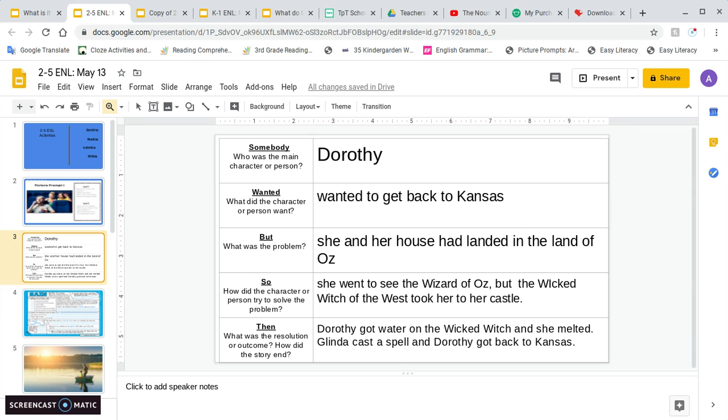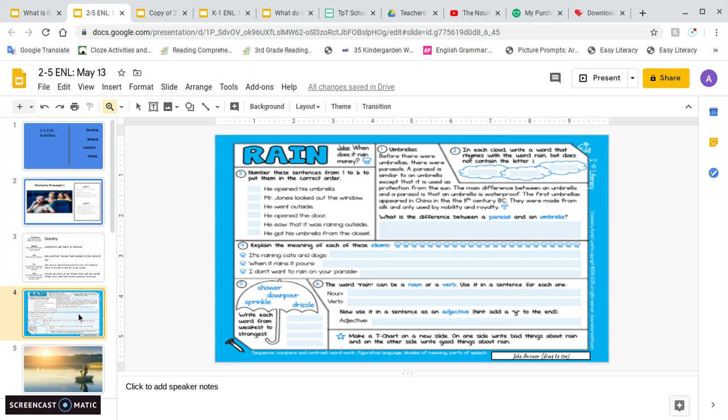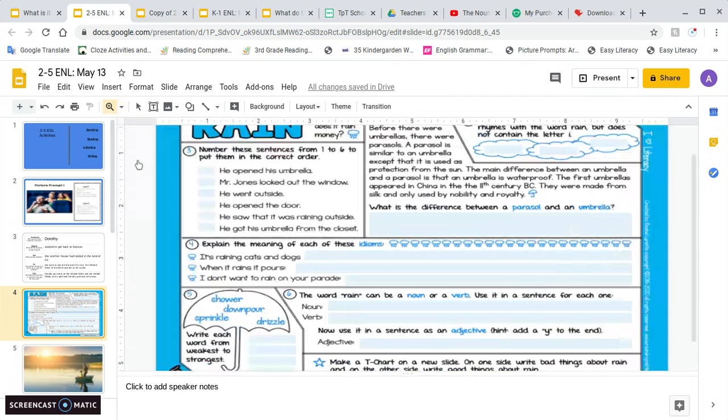Okay, so if you don't have it exactly as I have it, that's fine. But you should have that she did go see the Wizard of Oz, and the Wicked Witch of the West got her, saying that in some way. And then the way the story ends is that Glinda got her back to Kansas, and the witch melted. So we definitely need those details. All right, so we have a new thing to do today.